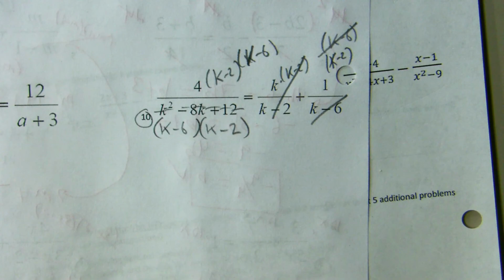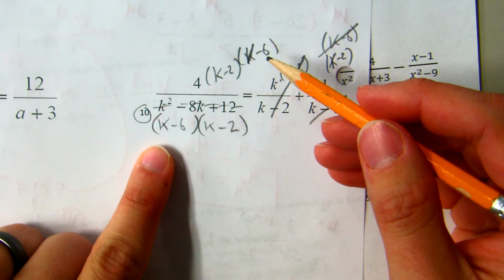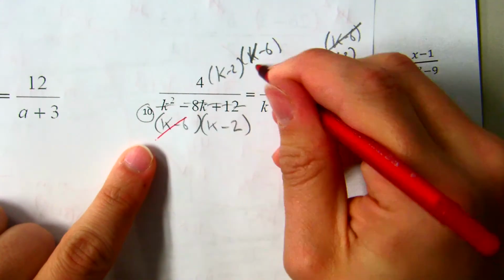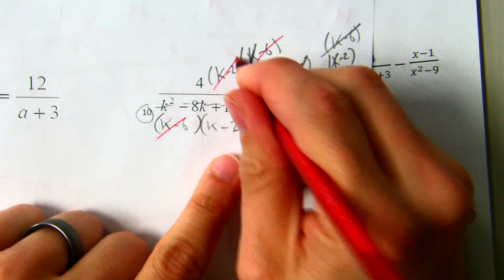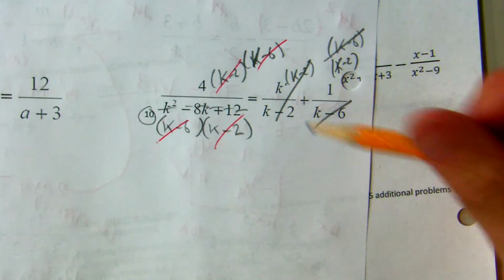And more often than not, it's probably been rigged where some of this has already been multiplied for you, if not all of it. In this case, I was already wanting to multiply by k minus 6, and I was already wanting to multiply by k minus 2. So that works out great. If it's not factored, you should consider factoring. It will greatly simplify. It's much easier to simplify at the beginning than it is at the end.